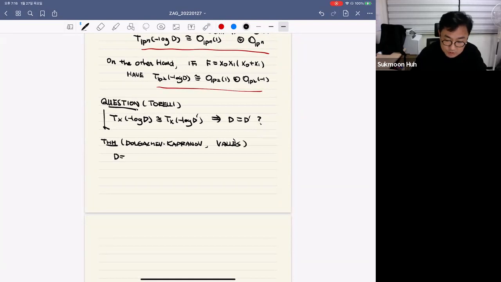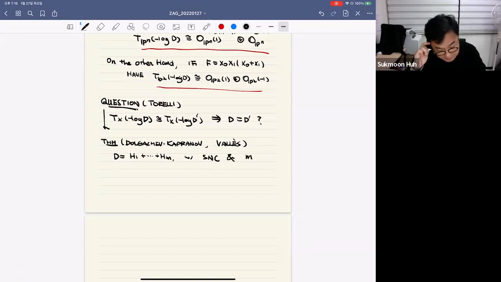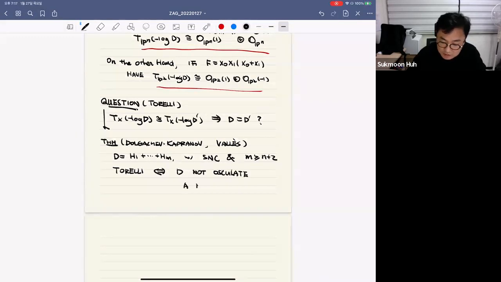It says the following: for a divisor whose irreducible components are hyperplanes, so we can simply call it a hyperplane arrangement, with simple normal crossings, and the number of hyperplanes is at least n plus 2, then we have the Torelli property if and only if the divisor D does not osculate any normal rational curve in P^n.